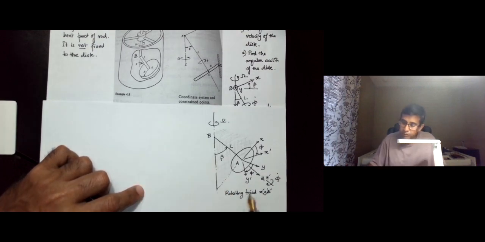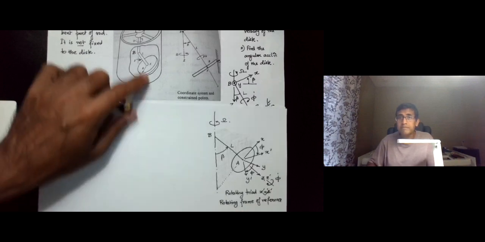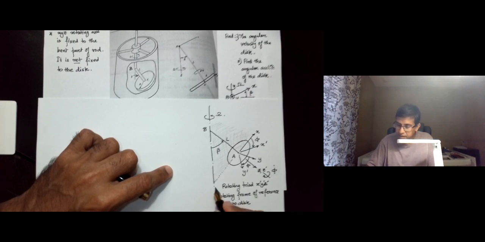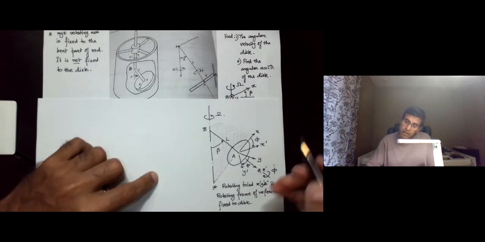Okay, and we also make a note that our rotating frame of reference is fixed to the disk. So essentially I should say the rotating triad x prime, y prime, z prime and rotating frame of reference are fixed to the disk. So that's the setup of this problem, and we'll show how with this setup we can solve the problem.